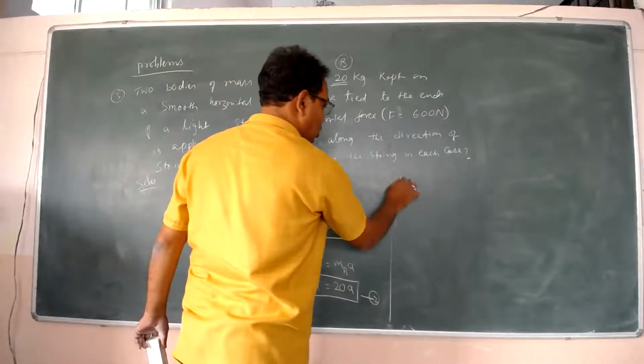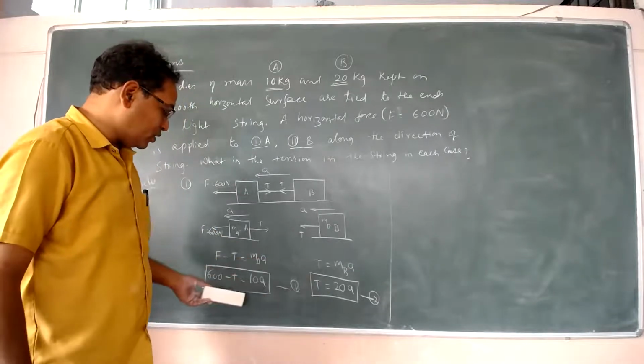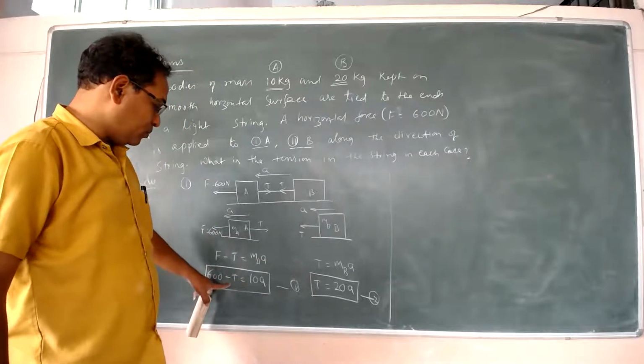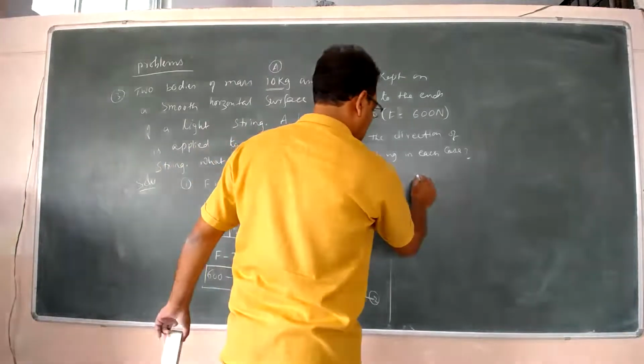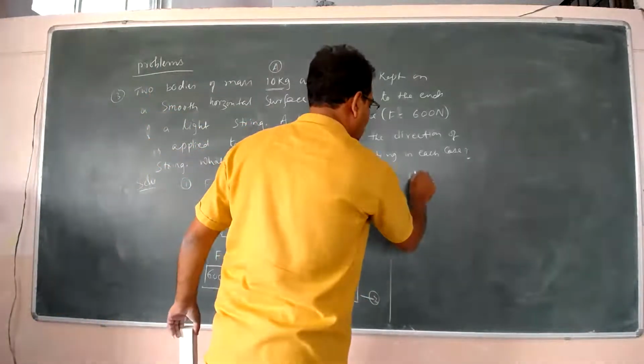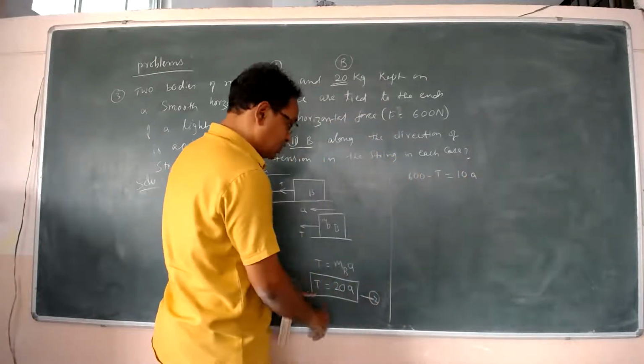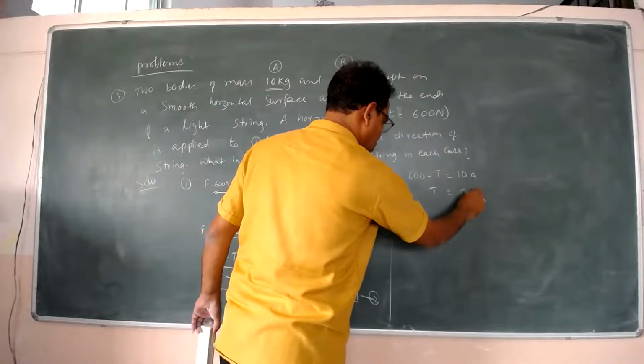Now we will solve these two. If you solve these two, we will get the acceleration. 600 minus T equals 10a, and T equals 20a.